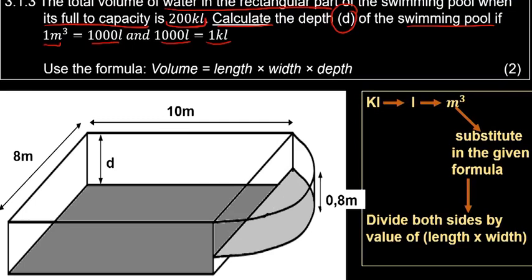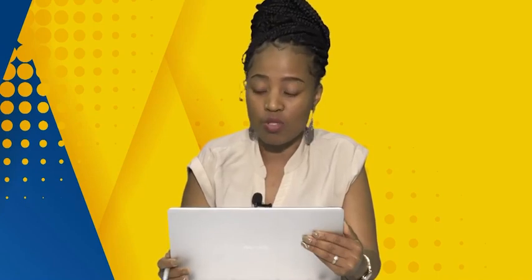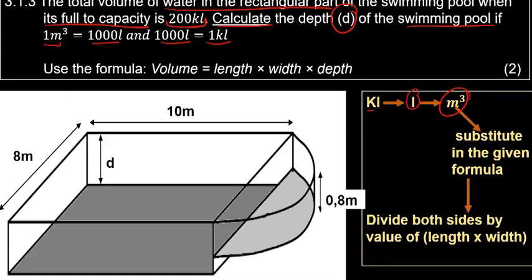You need to do what? Move from kiloliters, go to liters. From liters, go to meter cube, because your calculation of volume for a solid structure needs to be in units cubed. Then, one way you can go and substitute that value that you have converted in your formula, and then you look for your depth. By doing what? By dividing both sides with the value that you would have found when you multiplied those two values.